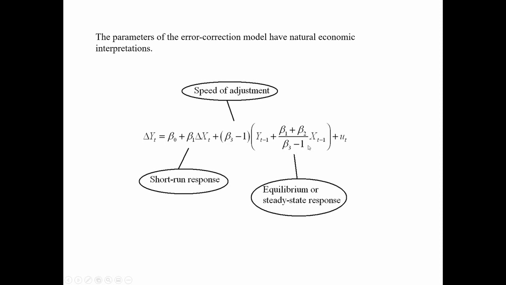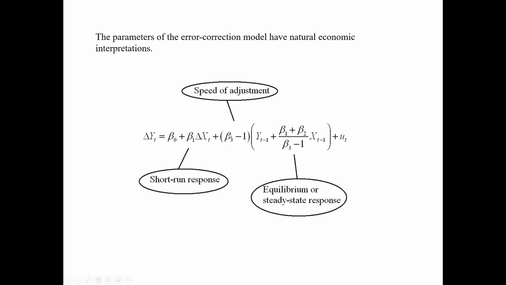Secondly, if we take these terms in parameters here, then this parameter here, (beta 1 plus beta 2) over (beta 3 minus 1), is an estimate of the equilibrium or steady state response. It's telling us that if there's some permanent change in the x variable, so it's permanently higher, by how much will y change in equilibrium.